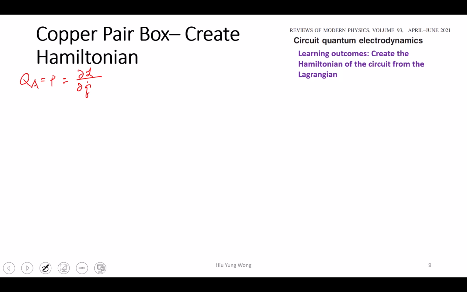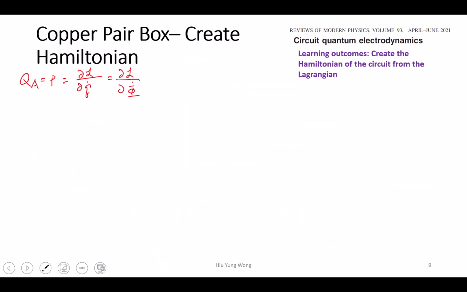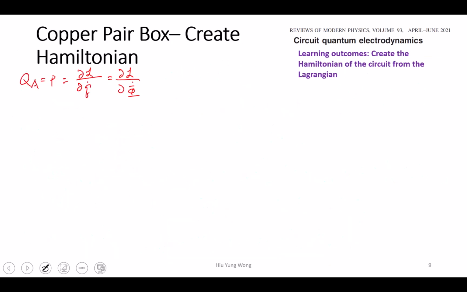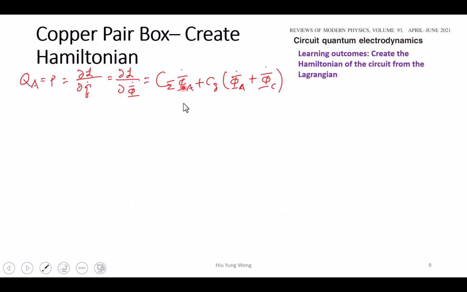In this case, of course, I know that Q dot is just equal to phi dot. So let's go back to this equation. I did not copy it. This is the Lagrangian. Now I want to find partial L partial phi dot, without d/dt. I copy it: C summation phi A dot plus CG phi A dot plus phi C dot. Let's check if this is right. This is the momentum.